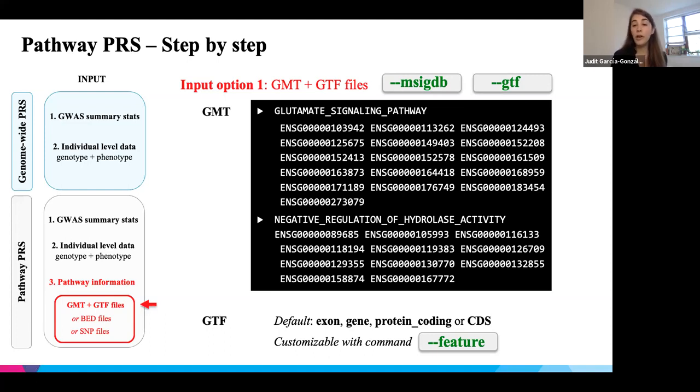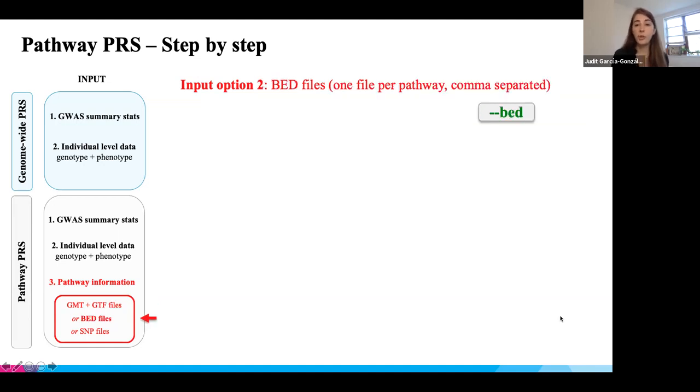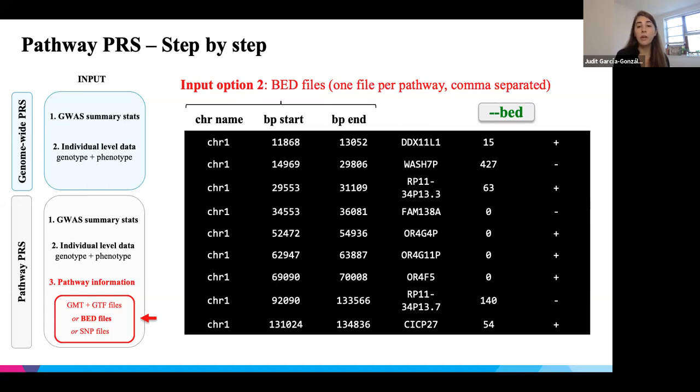So in general, GTF files contain different features. And by default, PRSet uses the features exon, gene, protein coding, or CDS. But this can be modified with the command feature. The second option that can be used is a bed file. In this case, you will need to include one bed file per pathway. So if you want to include multiple pathways, then bed files can be included separated by a comma. In the bed file, three columns are required, and those are chromosome name, start position, and end position.